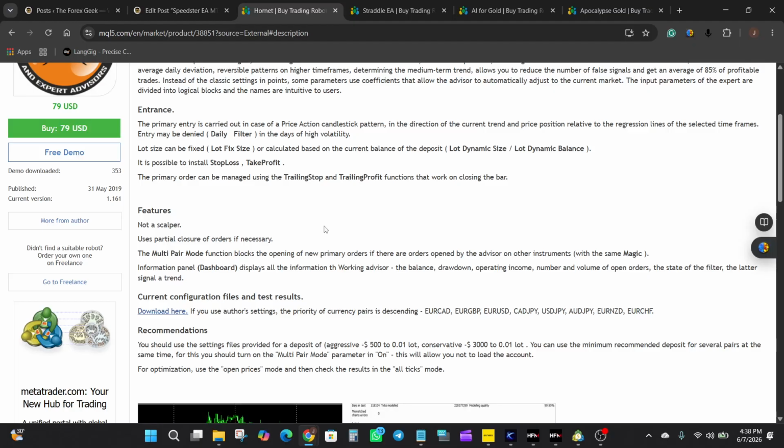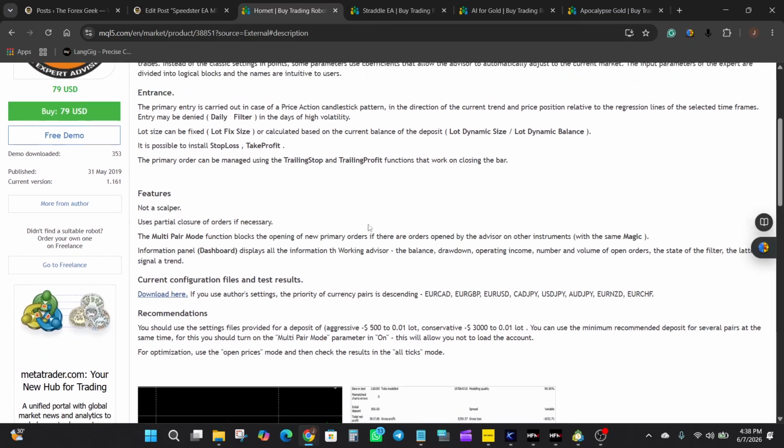Now, before moving into the backtest section, the EA is recommended primarily for Euro USD, although it also lists other pairs as part of optimization setups. So for this review, I'll be focusing on how the system behaves in line with that core Euro USD structure.